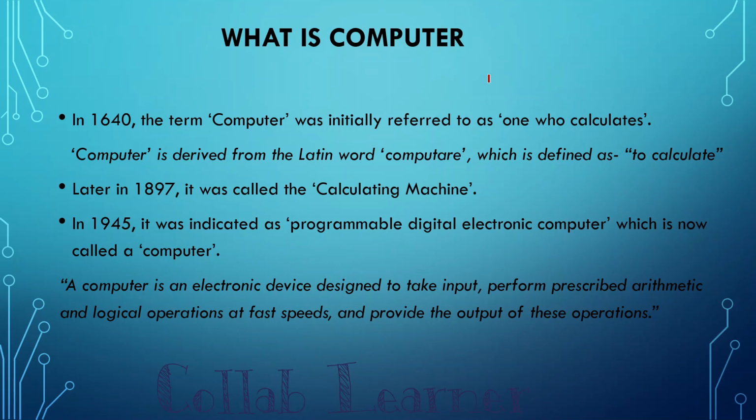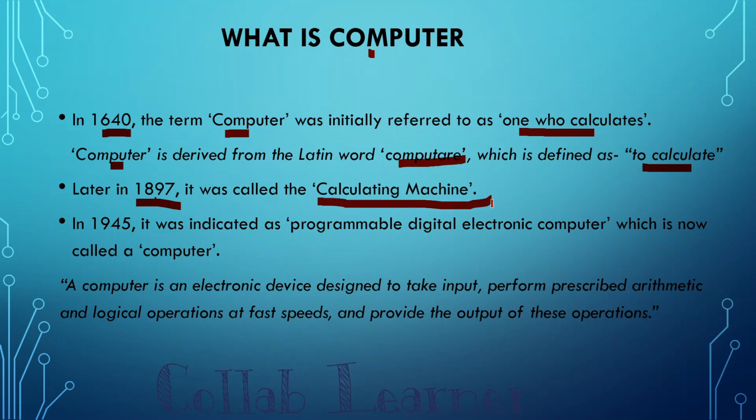So let's start with what is a computer. Let's have a basic history of computer so that we can come to the point of how the definition of computer was derived. In the year 1640, the term computer was initially used to refer to one who calculates. Basically, the term computer derived from a Latin word called compute, which means to calculate. Later, this calculation went on, and in the year 1897, it started to be called a calculating machine. And as time evolved, in 1945, it was introduced as a programmable digital electronic computer, which is now called a computer.